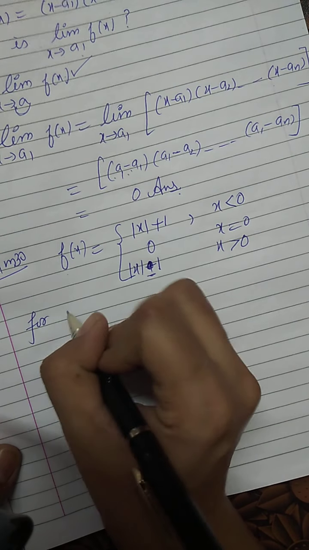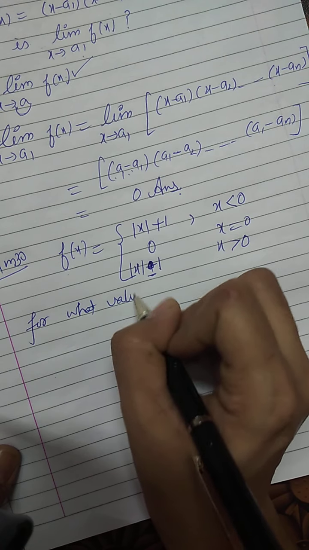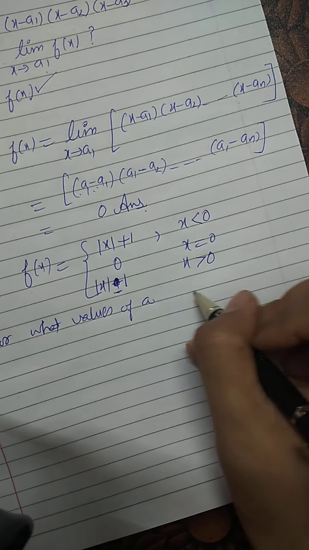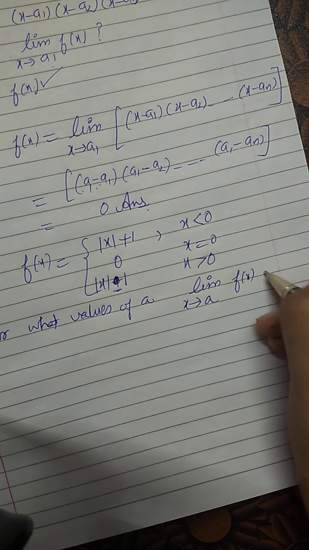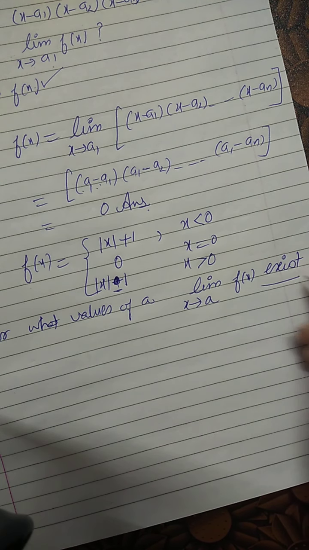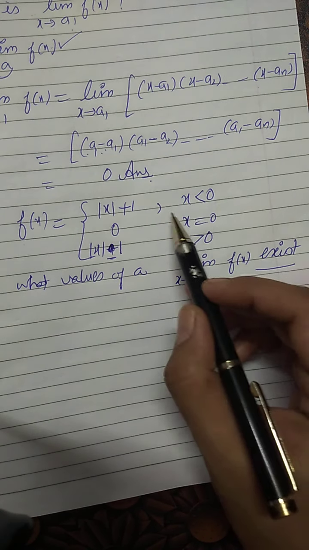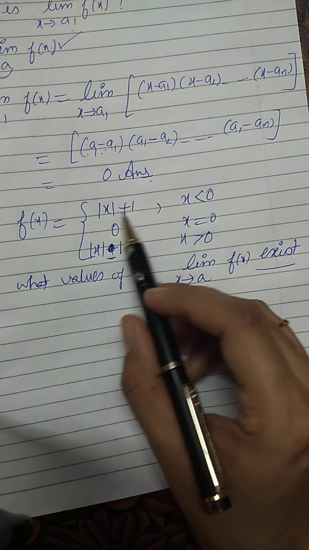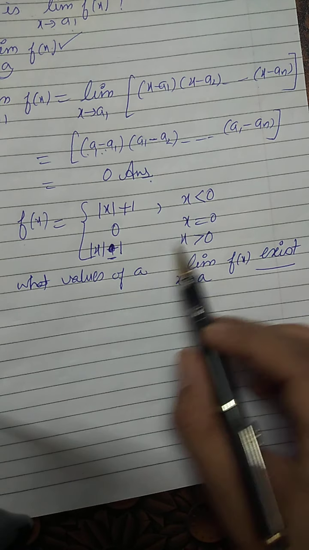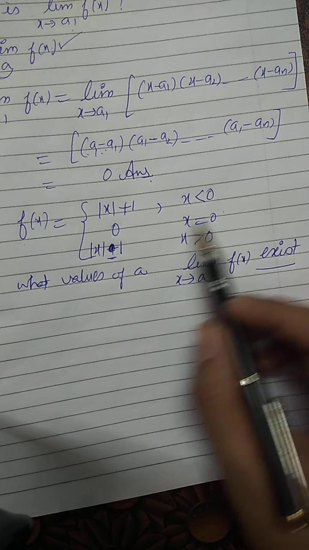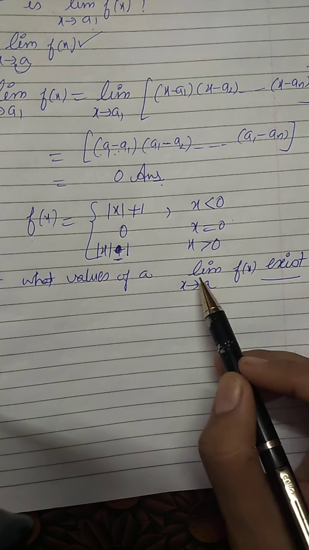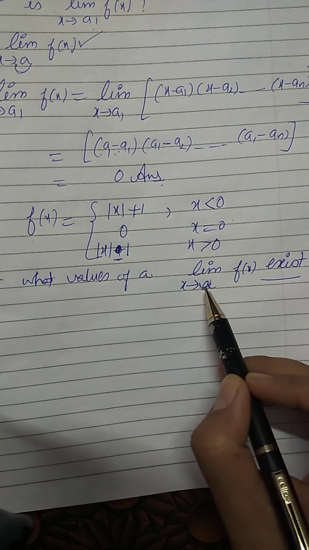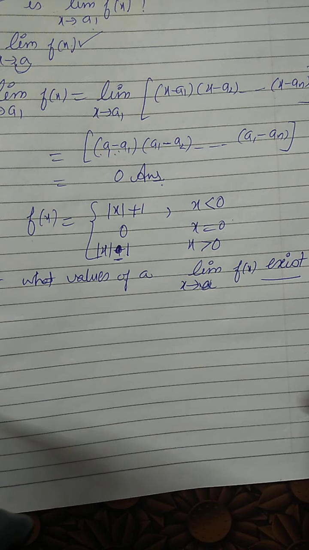We have to find for what values of a, limit x approaches a of f of x exists, right? For all the negative values of x, I have one function. For all the positive values of x, I have another function, and when x is 0, the function itself is 0. We have to find for what values of a, that means what should be this a so that the limit of the function exists.